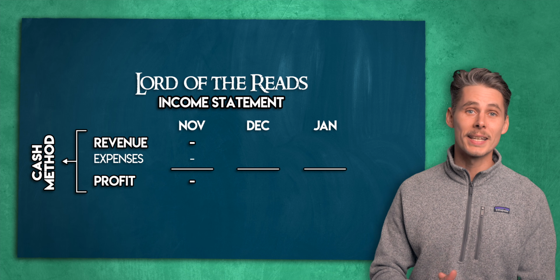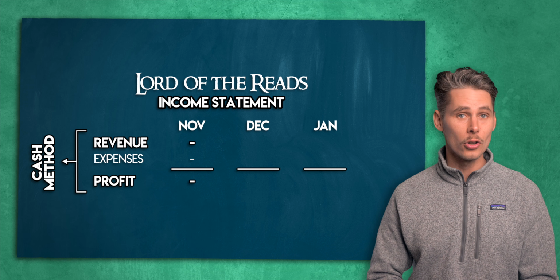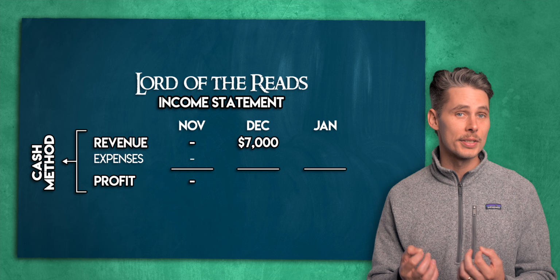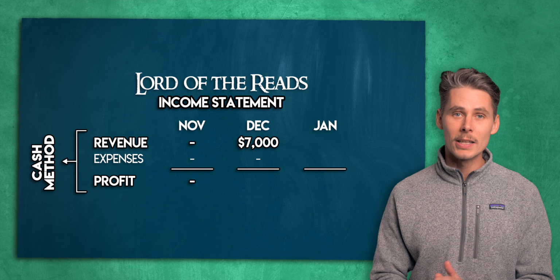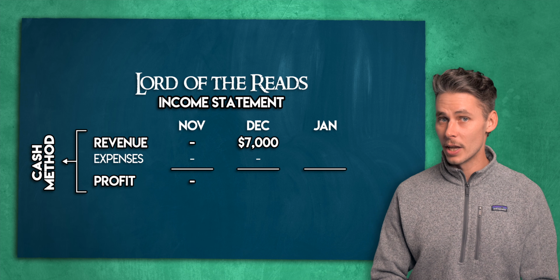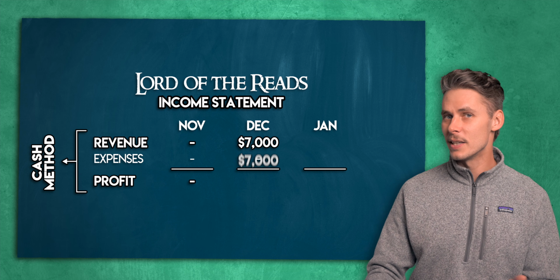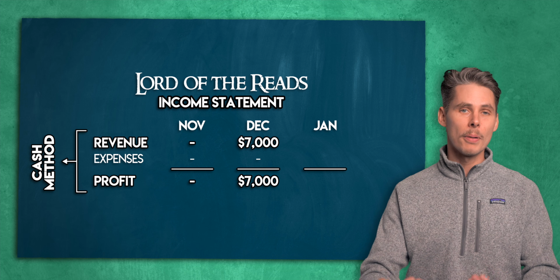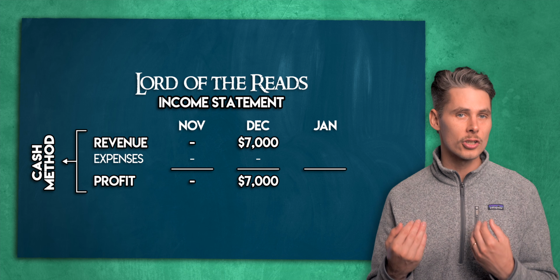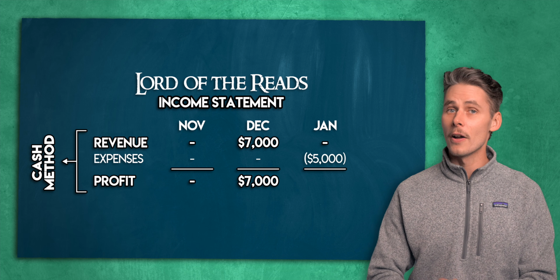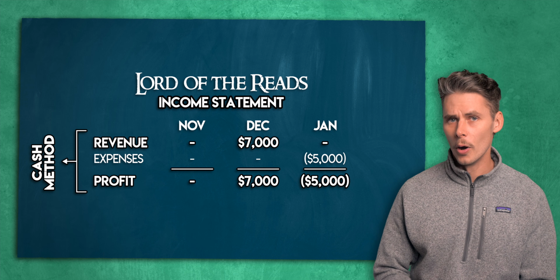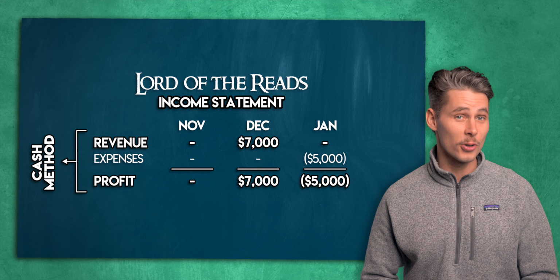Then in December, we sell all the books for $7,000. Cash is received, so we record $7,000 in revenue. There's no expense because we haven't paid the publisher yet. Profit for December is $7,000. Then in January, we pay the publisher their $5,000. Cash goes out, so we record a $5,000 expense. Profit for January? No, we have a loss of $5,000.